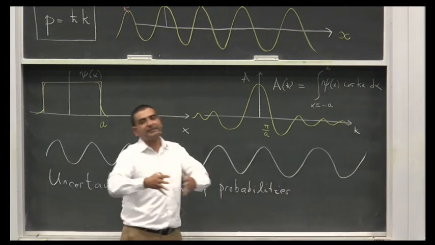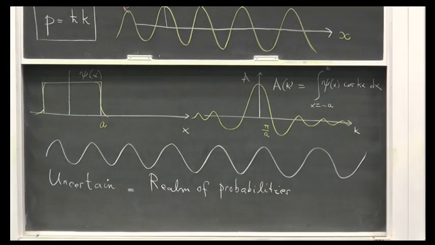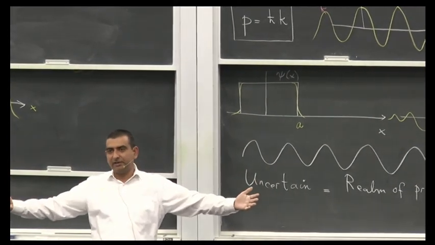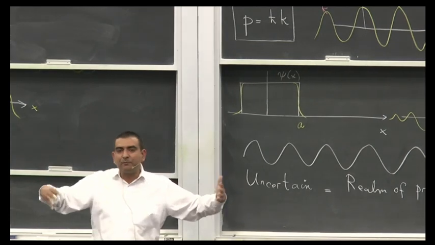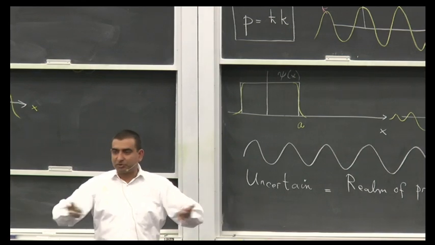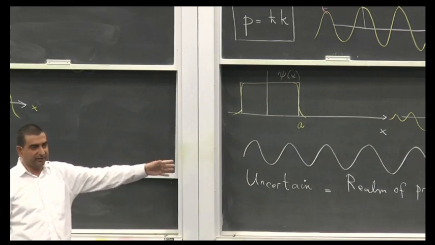If the position is uncertain by a large amount, it means that if I were to measure the position of such a particle, the outcome of the position can pop up in a large range. This is a long range realm of possibilities to find the particle somewhere in space upon measurement. So the position uncertainty is large for a plane wave. It's really, really large.